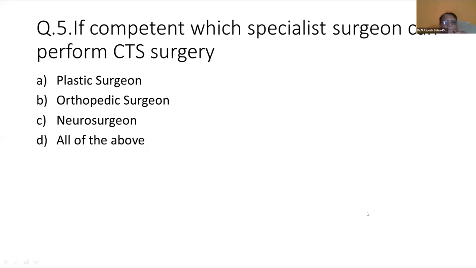Now we will go for the fifth question, sir. If competent, which specialist surgeon can perform CTS surgery? Plastic surgeon, orthopedic surgeon, neurosurgeon, all of the above. This is a political question.